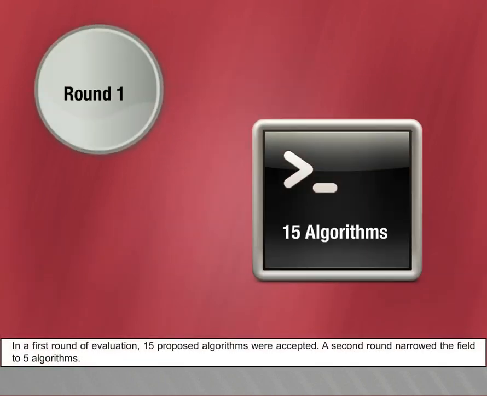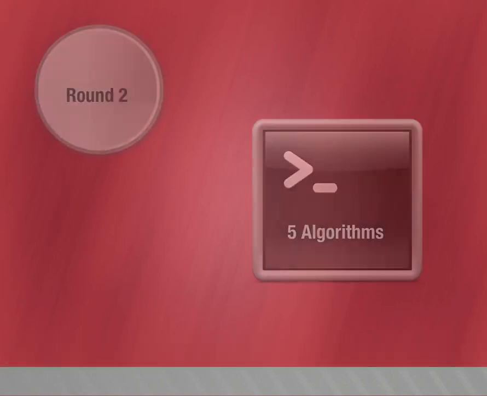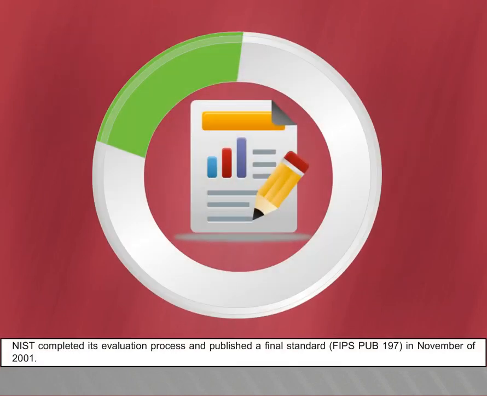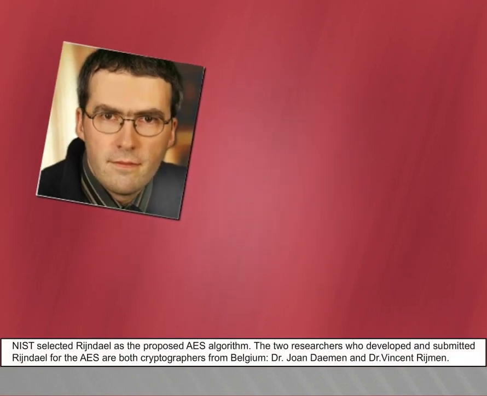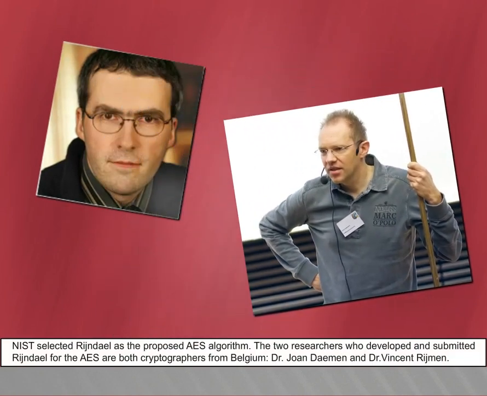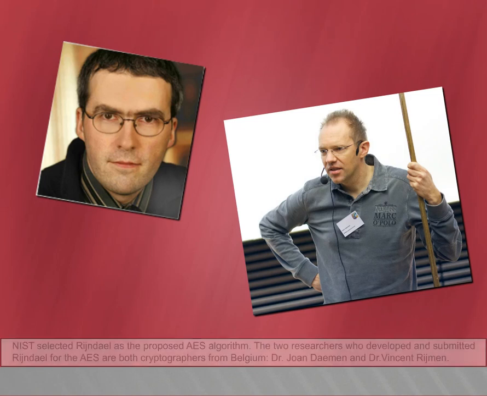In a first round of evaluation, 15 proposed algorithms were accepted. A second round narrowed the field to 5 algorithms. NIST completed its evaluation process and published a final standard, that is FIPS PUB 197, in November 2001. NIST selected Rijndael as the proposed AES algorithm. The two researchers who developed and submitted Rijndael for the AES are both cryptographers from Belgium, Dr. Joan Daemen and Dr. Vincent Rijmen.